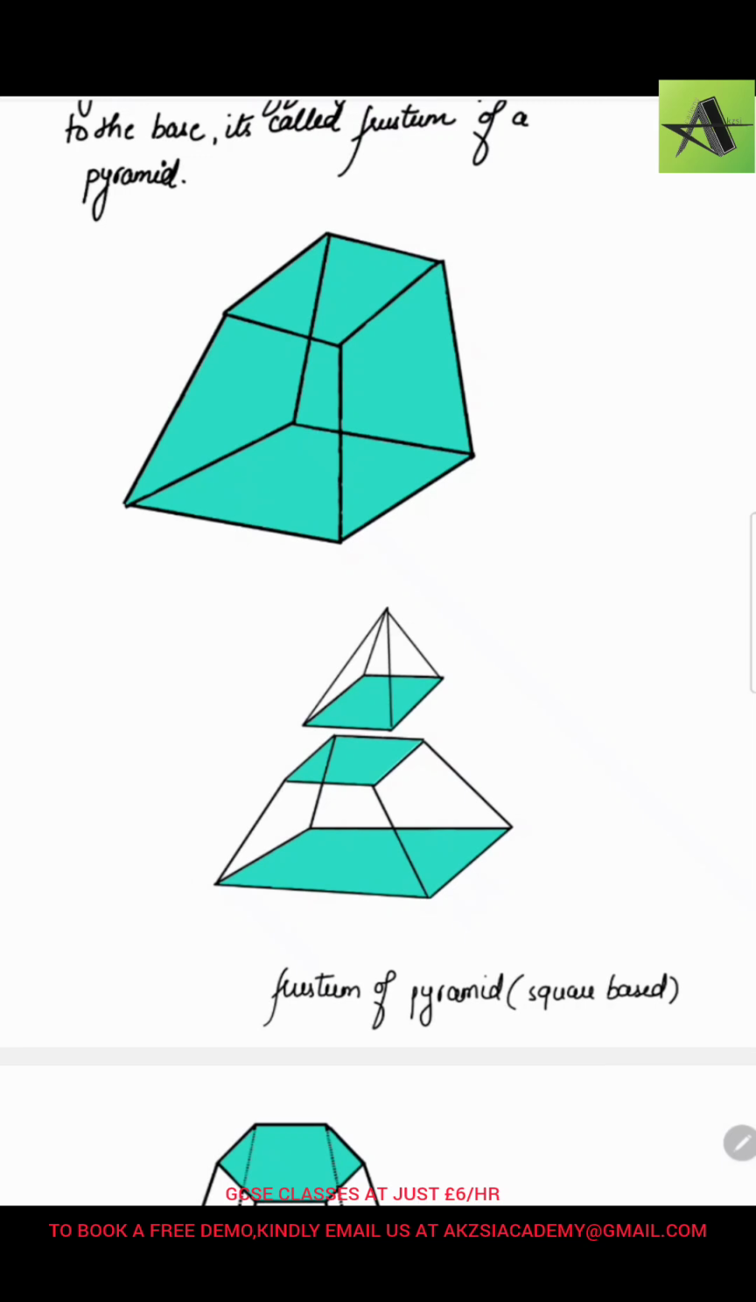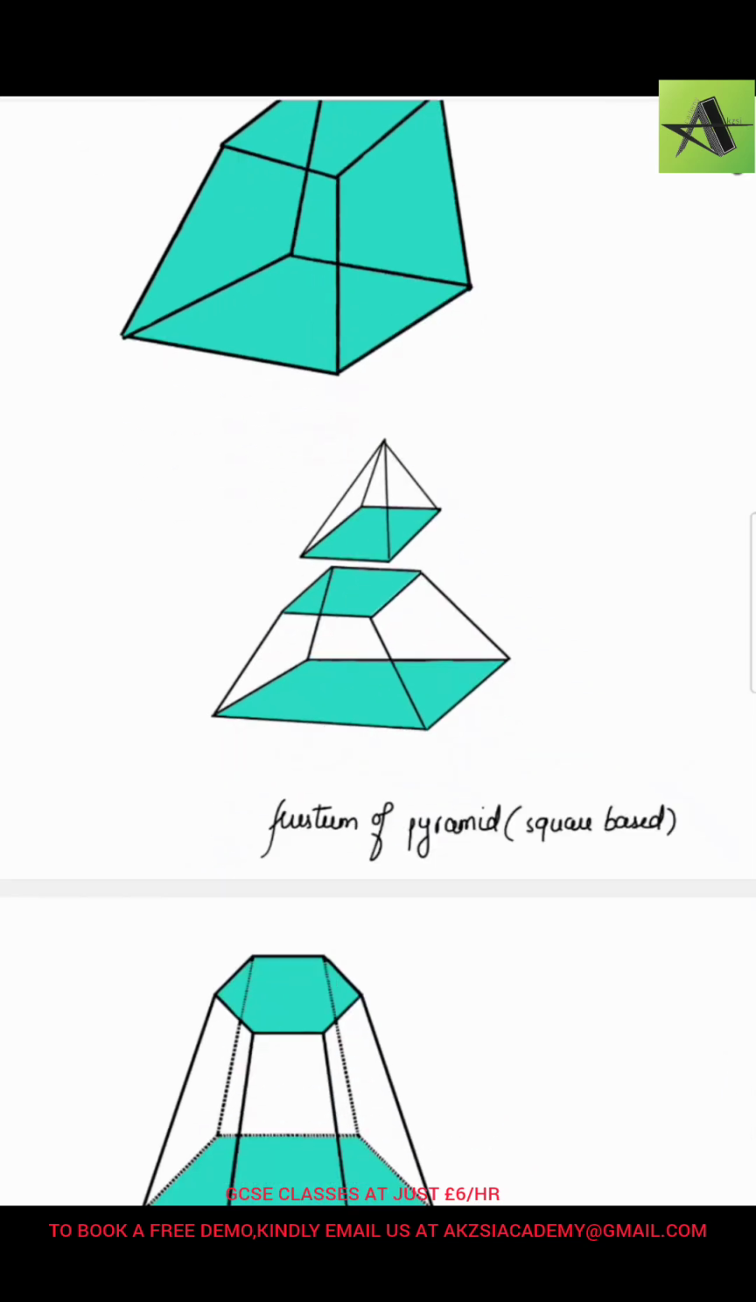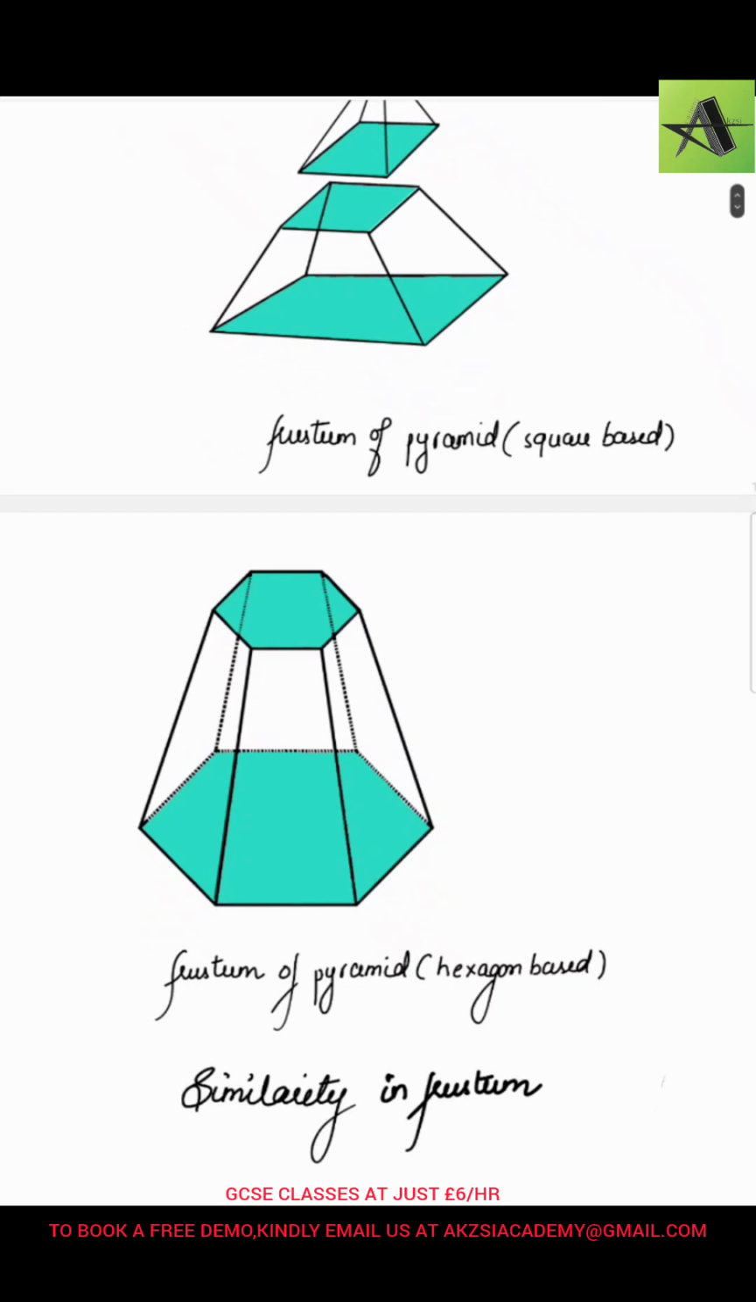Now, we know there are different types of pyramids, because pyramids are defined by their base. If the base is a rectangle, this is called a rectangle base pyramid. If it's a square, it's called a square base pyramid. If it's a hexagon like this one, this is called a hexagonal pyramid. And if you chop off its upper part, then it's called a frustum of a pyramid, in this case of a hexagonal pyramid. As there are different types of pyramids, so there are different types of frustum of pyramids.